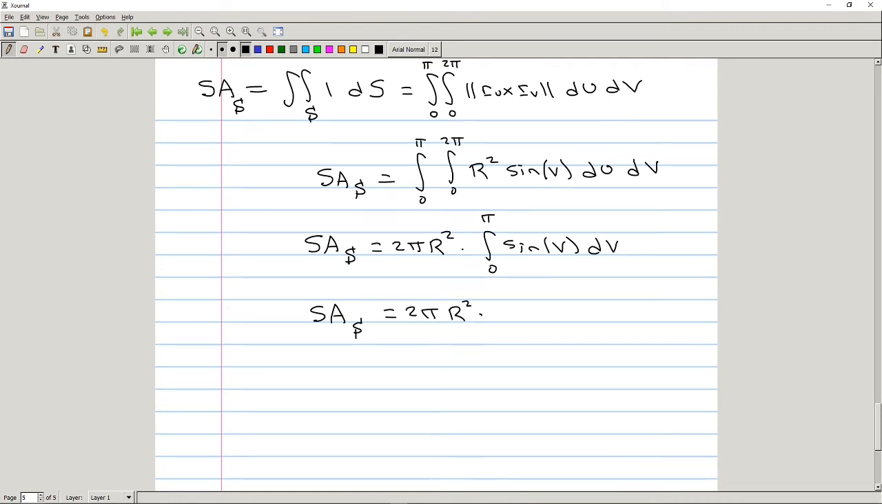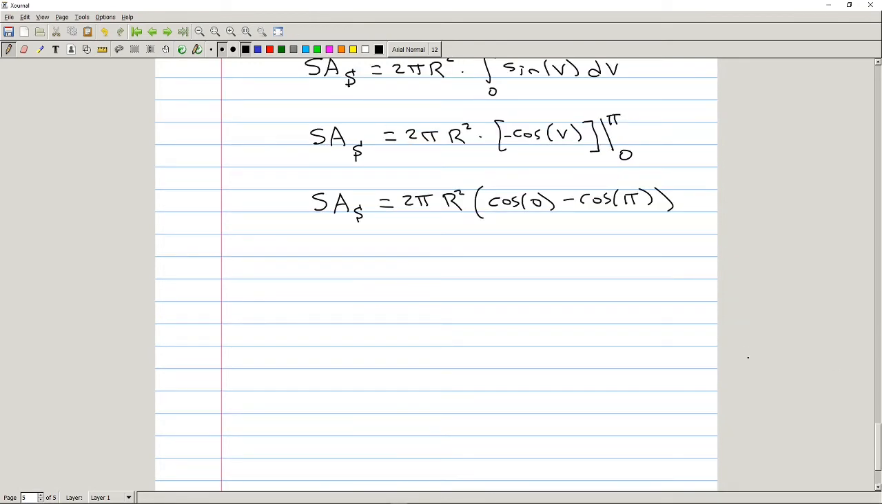Which is 2 pi times r squared times the negative cosine of v. The antiderivative of sine is negative cosine. This is from pi to 0. So the surface area is equal to 2 pi times r squared times cosine of 0 minus cosine of pi. Cosine of 0 is 1, and cosine of pi is negative 1. So our surface area formula is 2 pi r squared times 2, or 4 pi times r squared.